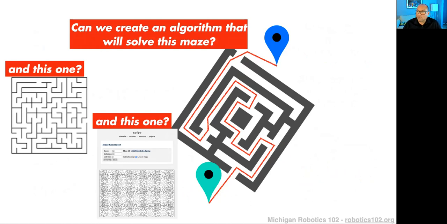A student suggested one interesting idea, which is to just put your right hand on the wall and then just follow the wall. If you followed the wall, that would take you around the maze, and you would eventually cover all of the walls in the maze, and you would eventually have to run into the exit. That's one way to do it. That's a pretty good idea, except there might be a case where it doesn't work.